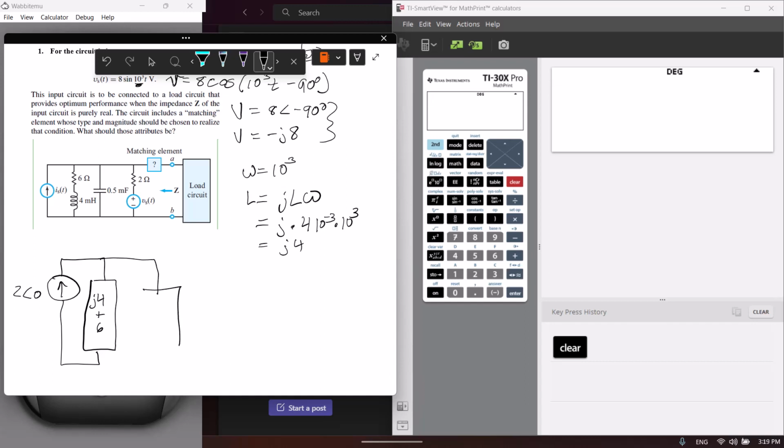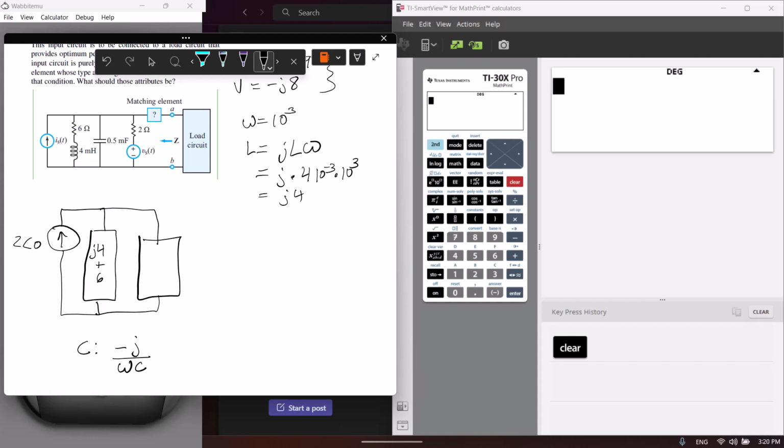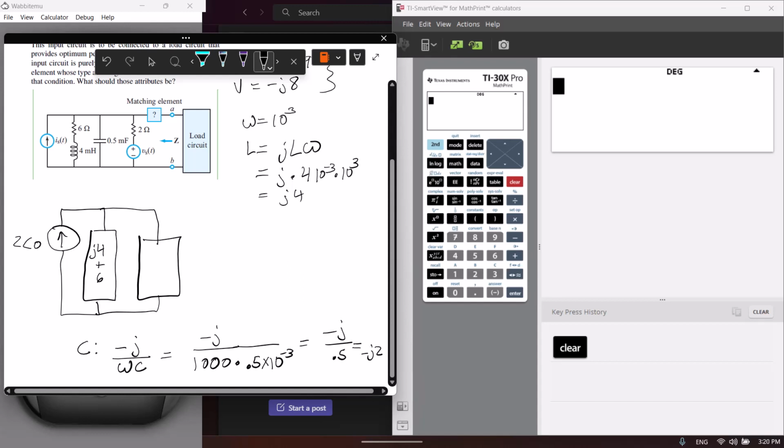And then my capacitor is minus j over ωC. So that's minus j over 1,000 times 0.5 times 10 to the negative third, or minus j over 0.5. So minus j over a half is the same as minus j2. So my capacitor is minus j2.